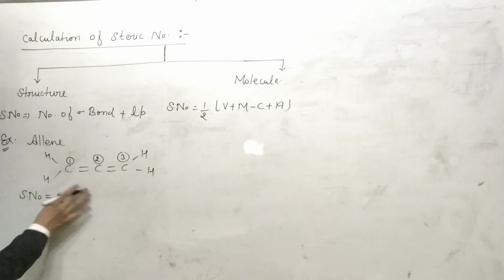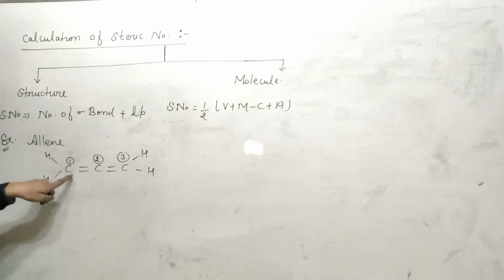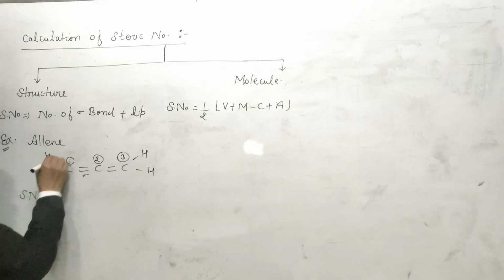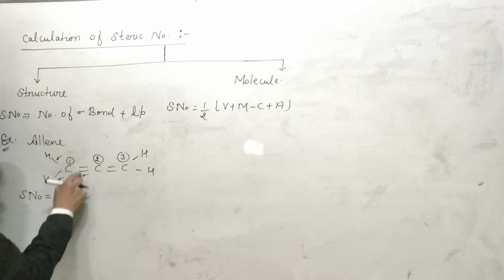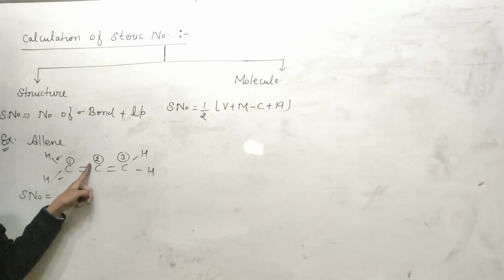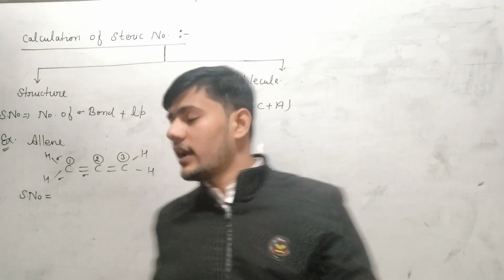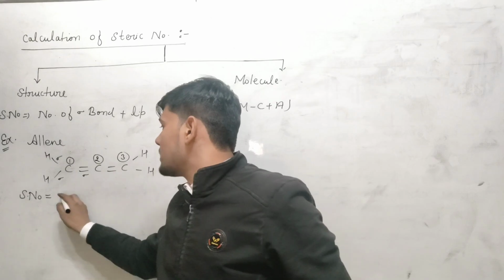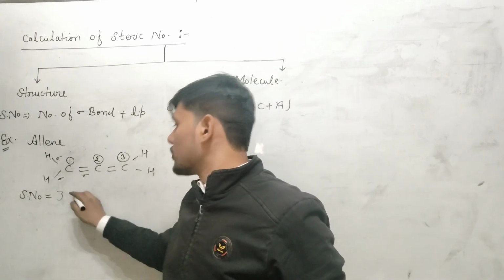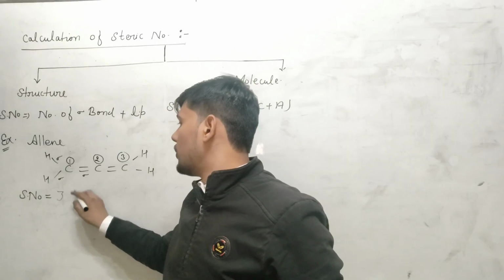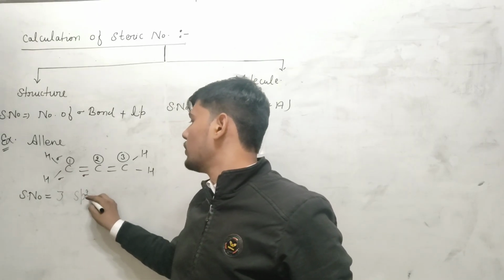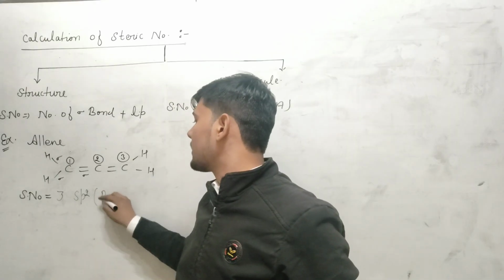Steric number is the number of sigma bonds around this carbon. So this is one sigma bond, and this is one sigma bond. In the double bond, there is only one sigma bond and the other is a pi bond. So the number of sigma bonds is 3, but there is no lone pair. So the hybridization of this carbon will be sp2, so the geometry will be planar.